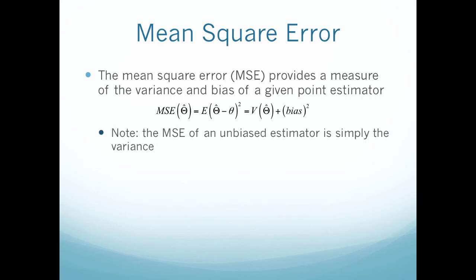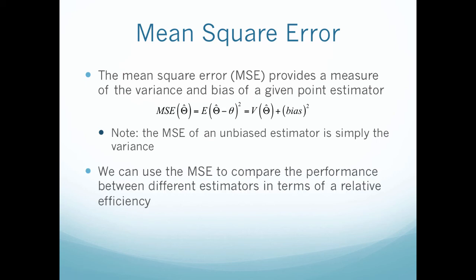So keep in mind that the MSE of an unbiased estimator is just the variance, because this value right here would just be equal to 0 if it is unbiased. If it's biased, however, then you have to incorporate that value into your equation. So we can use the MSE to compare the performance between different estimators in terms of the relative efficiency.